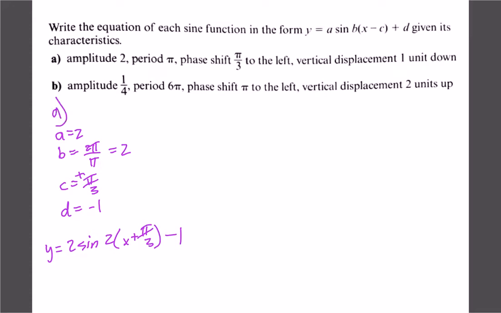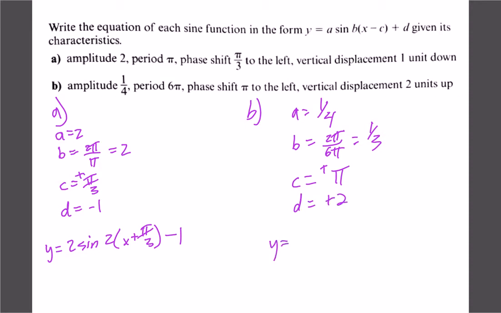And for letter B, so that was letter A, for letter B we can do the same thing. We have an amplitude of 1/4, a period of 6 pi, so that means our B would be 2 pi divided by 6 pi, which will be 1/3. Our C is pi to the left, so that would be positive pi, and our D is 2 up, so that would be plus 2. So our equation should be 1/4 sine 1/3 brackets x plus pi brackets plus 2.